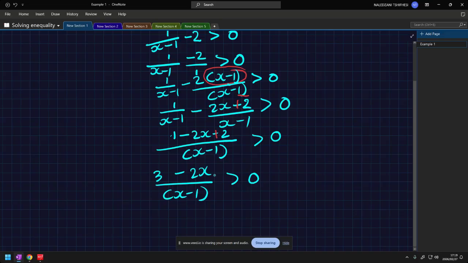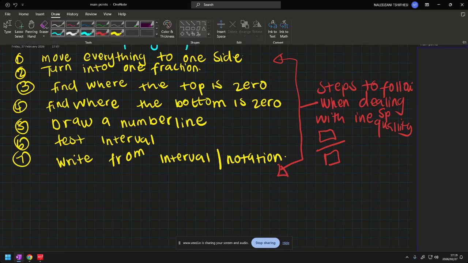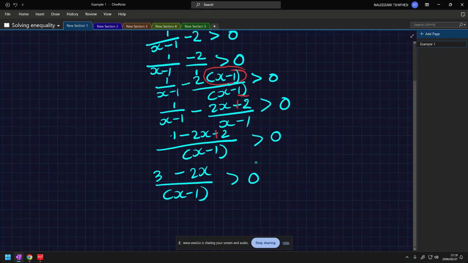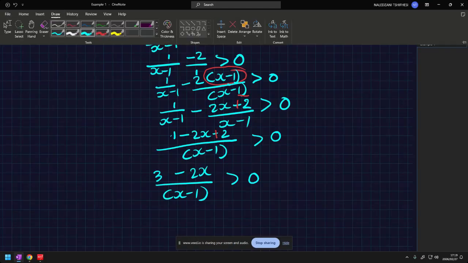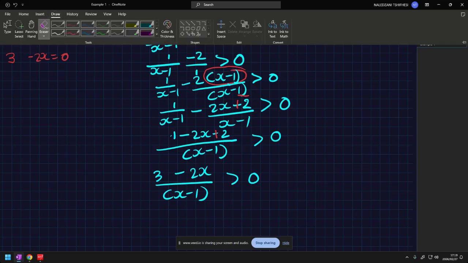So now, remember when we are done, we have turned everything into one fraction. We're gonna have to find where the top is 0 and where the bottom is 0, right? So where the top is 0, let's change the color, we're gonna have to say 3 minus 2x is equal to 0. Why am I always saying 3x, not 3? Sorry.